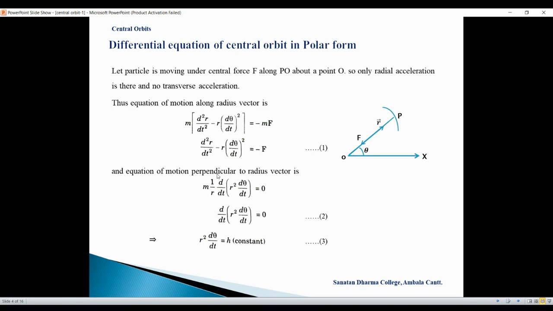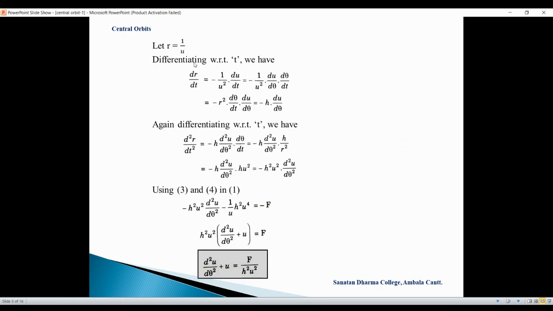Similarly, what will be equation perpendicular to radius vector? It will be mass into transverse acceleration is equal to 0. So here we have this derivative equal to 0 means this term is equal to constant. Say again h. Now let us consider r is equal to 1 by u. We will consider this r equal to 1 by u in all the numericals, in all the problems. Differentiating this, we have first derivative and second derivative of r with respect to t.